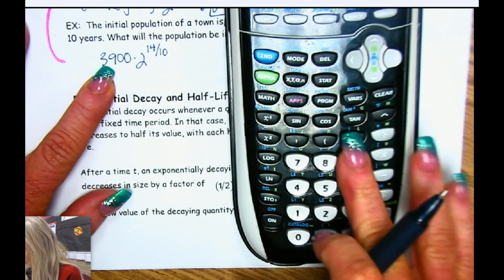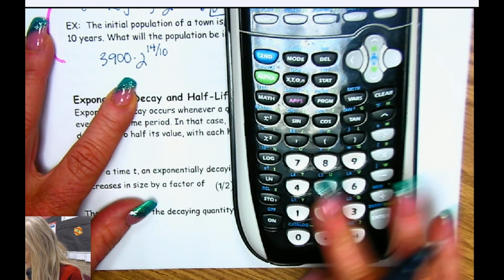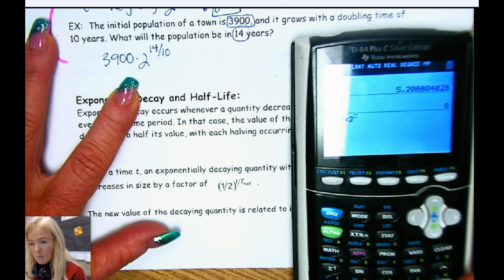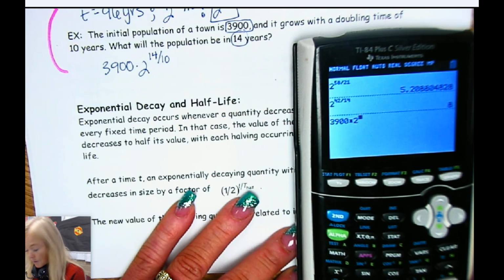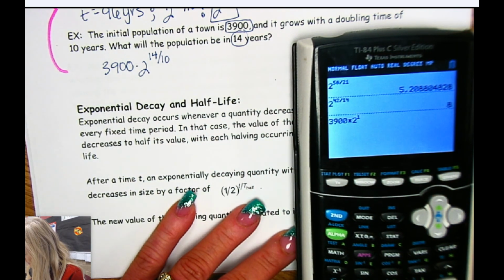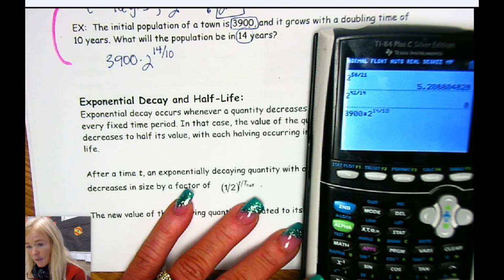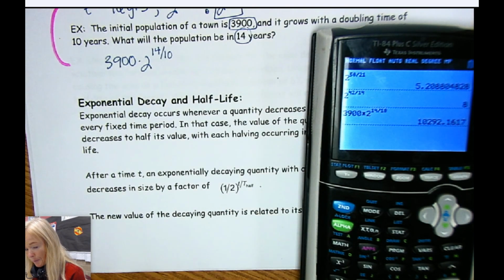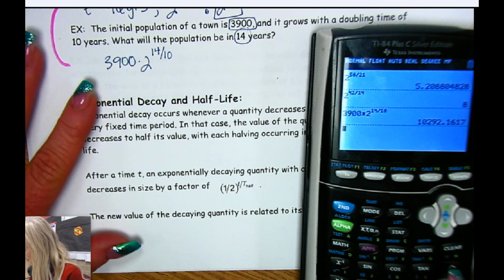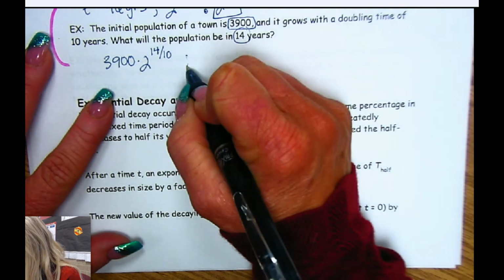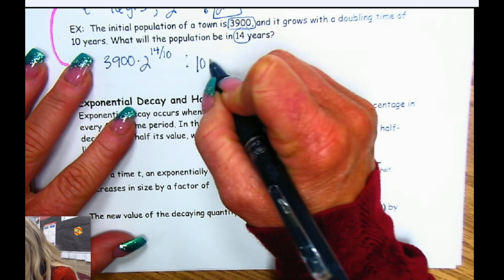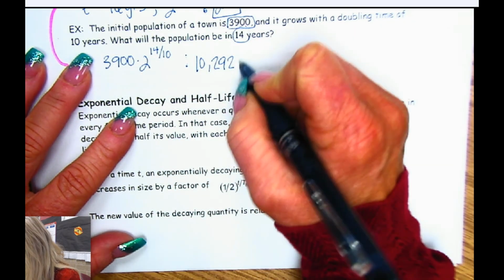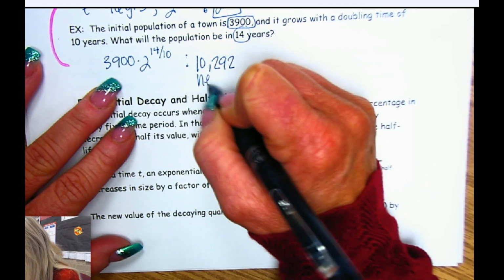All right, and with that, you can just place that right in the calculator. So 3,900 times 2 to the 14 divided by 10. And that is 10,292. So we'll just round to the nearest person or whatever thing in the population. And that is your new population.